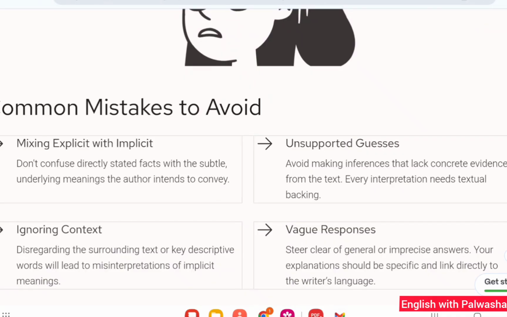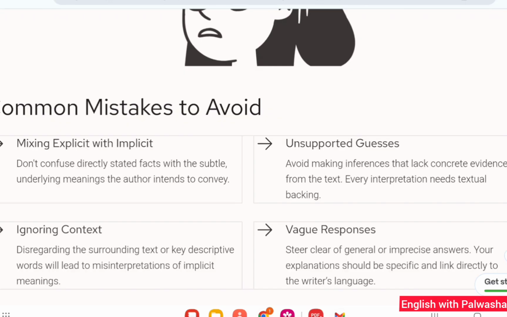Don't confuse directly stated facts with the subtle underlying meanings the author intends to convey. Then there are unsupported guesses. Please avoid making inferences that lack concrete evidence from the text. If there is no evidence of it, please avoid adding those. Every interpretation needs textual backing.